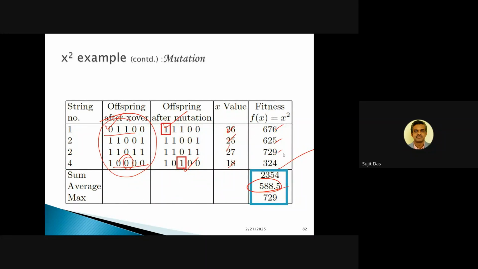Yes, average fitness is improving. So that is our target only. Now, if average fitness value is improving, what does it mean? At least some of the solutions are being improved now. Some of the solutions may be degraded also, but most of the solutions are improving in their fitness value. Then only the average fitness value is getting improved.